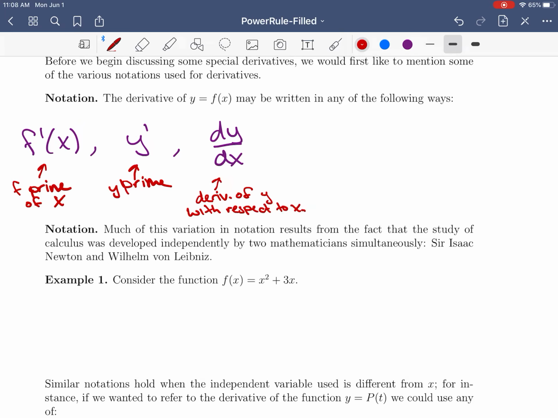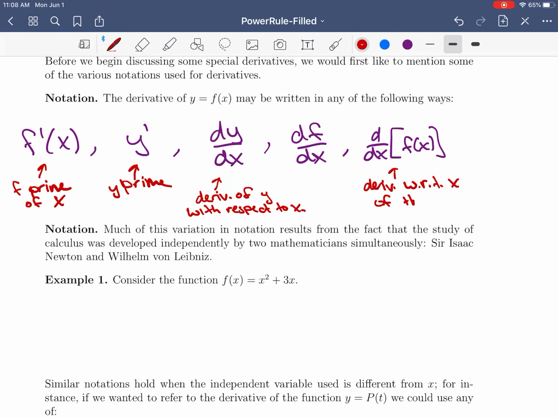What that means is x is your variable. You might also see df dx, similar to dy dx because our function name is f. Or you might see d by dx of a function f of x. This one is slightly different because it's saying it's the derivative with respect to x of the function f of x.